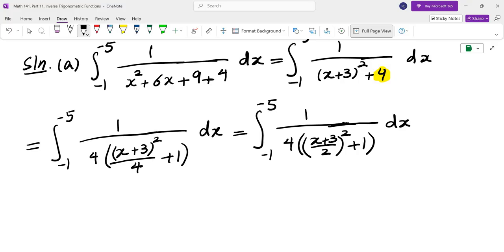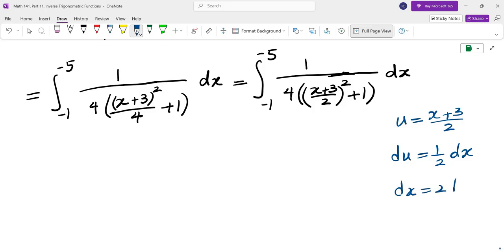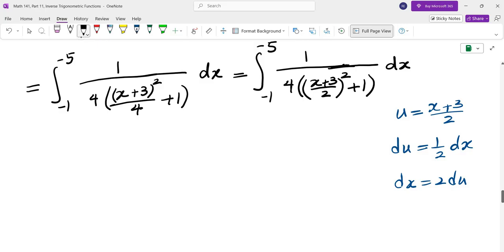Now this suggests a u substitution for (x plus 3) over 2, because that's very similar to tan inverse. So u equals x plus 3 over 2, that gives us du equals 1/2 dx. That means dx is 2 du. Now we have to also change the limits of integration. So I'm going to put the 1/4 here, 1 over u squared plus 1, and then dx is 2 du.